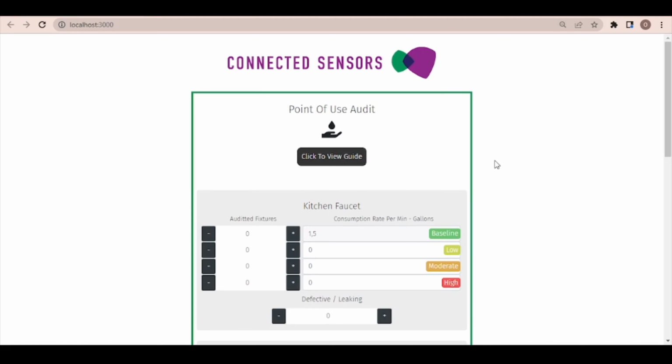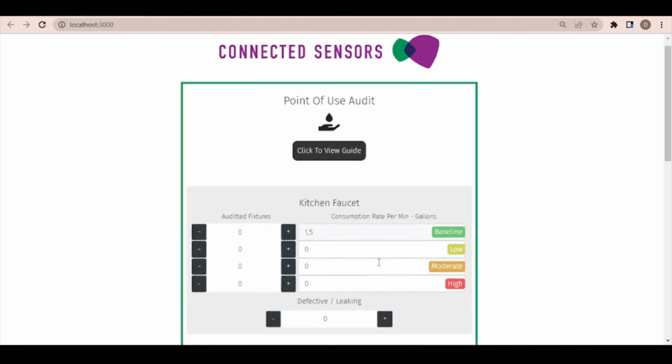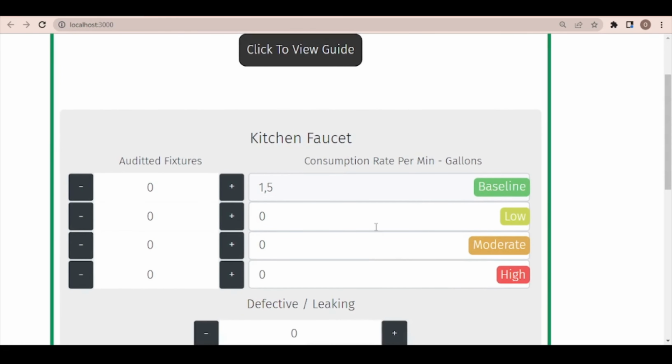The next step is where you proceed to audit each water use point in the building. Let's start with the kitchen faucet. You'll see in this consumption rate column that the baseline has automatically been filled out for you based on the proposed rate given in the previous step.